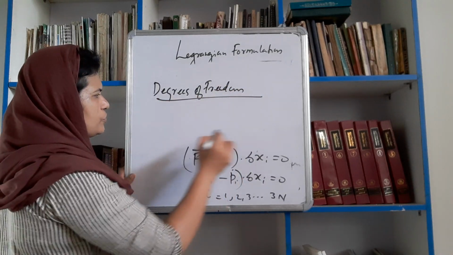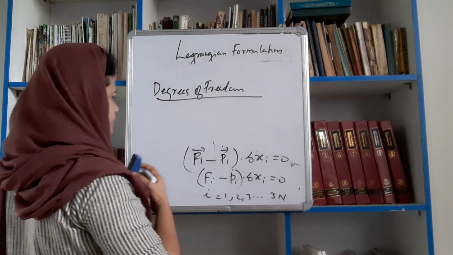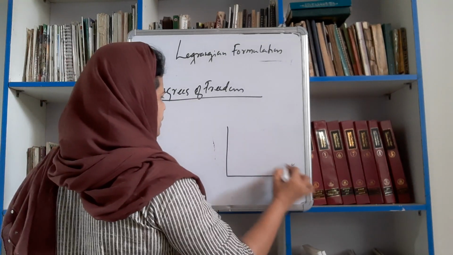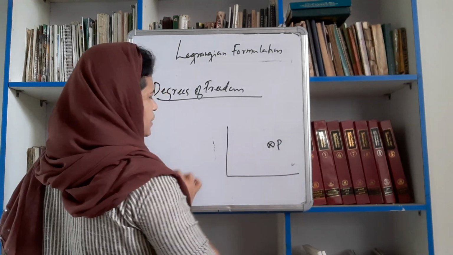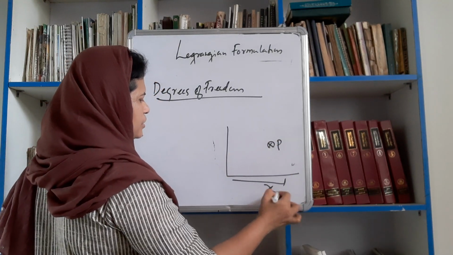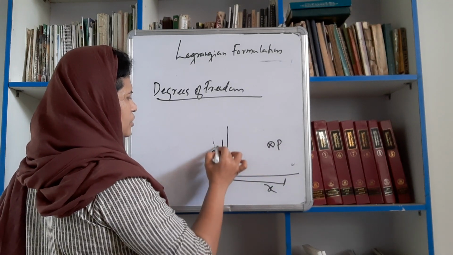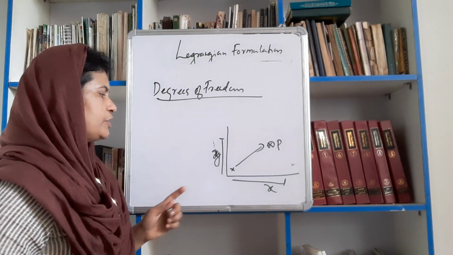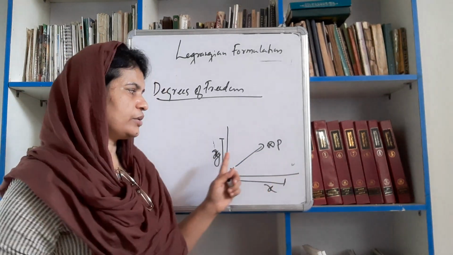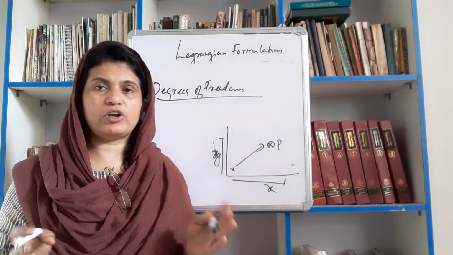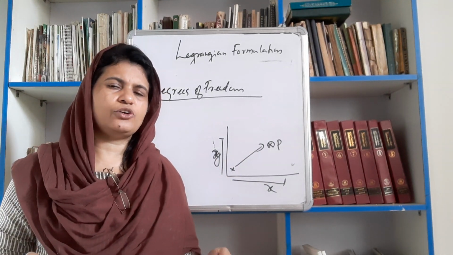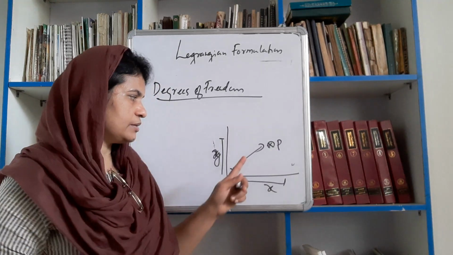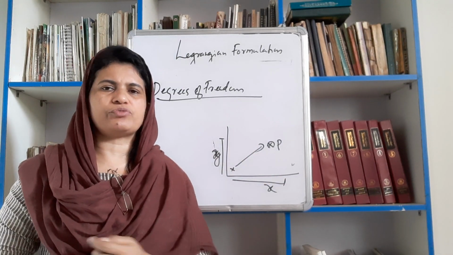Degrees of freedom. In the case of a particle, consider a particle, a body here, and it has an x component and a y component. Therefore, if the particle is moving from one point to another point, it has freedom to move anywhere in the x direction or anywhere in the y direction. But it cannot move along the z direction. Therefore, the constraint is z, and there are two degrees of freedom, x and y.